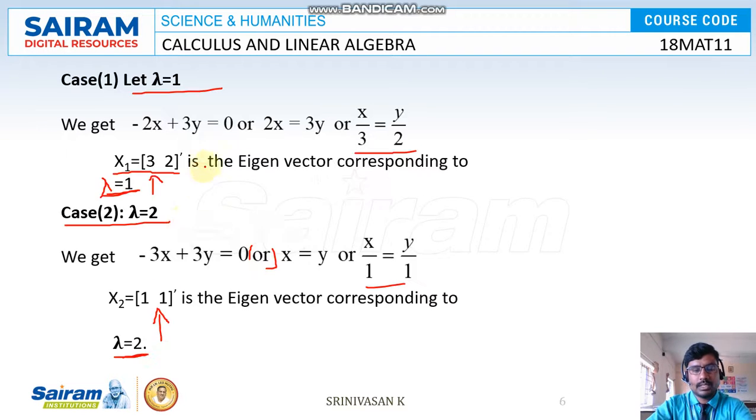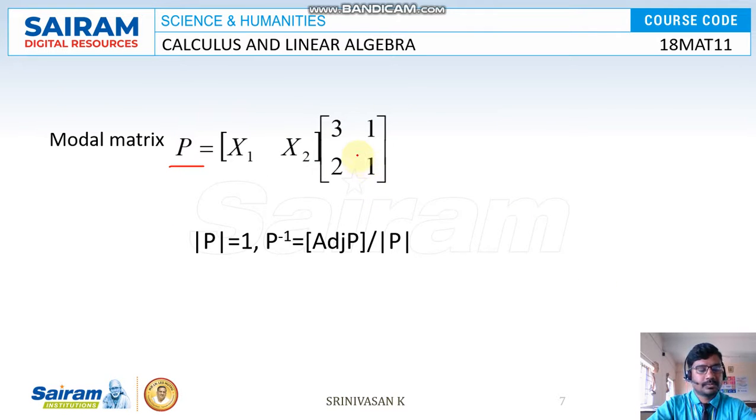So x1, what is x1? x1 is (3, 2) transpose. Already I explained the transpose is nothing but changing rows into columns. So this is the transpose. So we have to change the form. So 3 2 and 3 1 and 2 1. So this is the P.